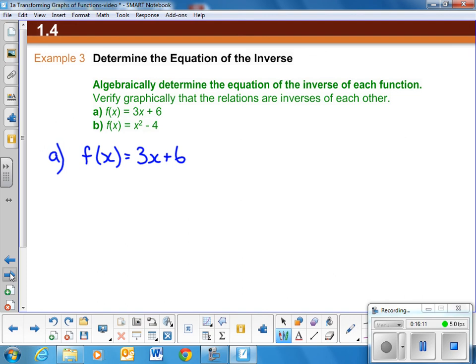For doing inverses means that we're switching the x and the y. Well, f of x is really just our y coordinate. So I can change our equation to be y equals 3x plus 6. When I do the inverse, I need to switch the x and the y values. So we're going to do the same thing when we write the equation of the inverse. Means that it's now going to become x equals 3y plus 6.